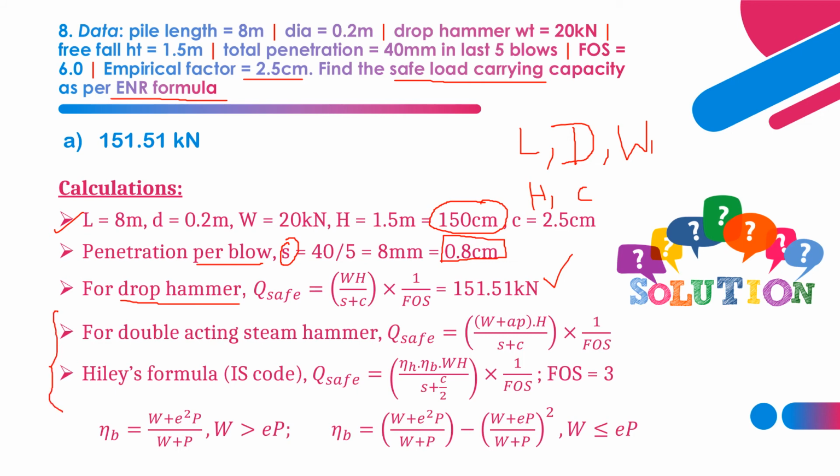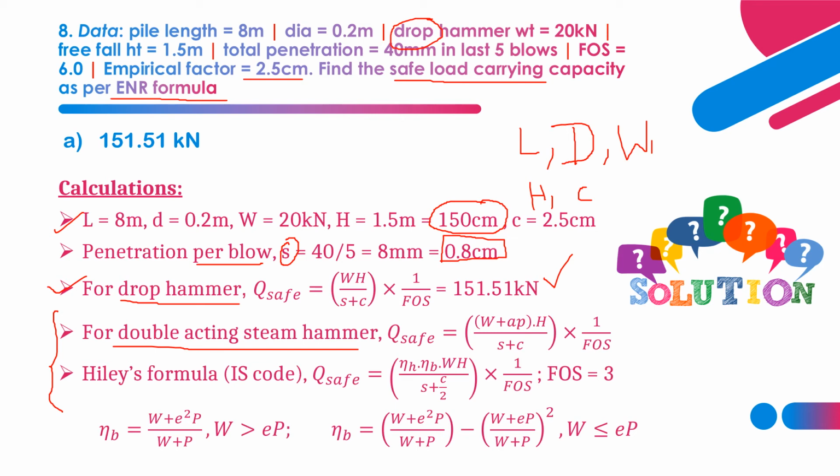What are the other formulas regarding this question? In case of a double acting steam hammer, this formula is modified like this: (W plus AP) into H by (S plus C), divided by FOS. What is AP? A is the area exposed, P is the pressure of the steam. So (W plus AP) into H divided by (S plus C). This is how we have to calculate in case of a steam hammer. In this question they have given a drop hammer, so that's why we have used this formula. In case they give a double acting steam hammer, we have to use this formula.